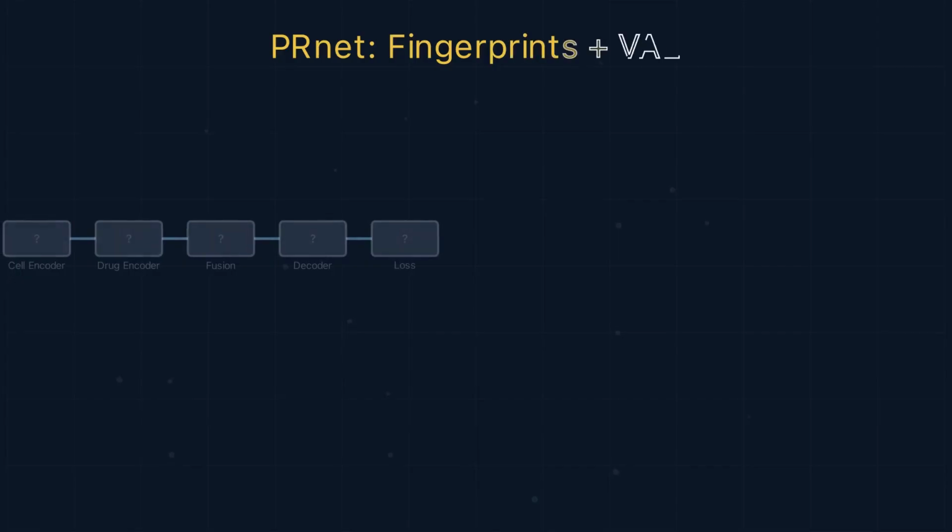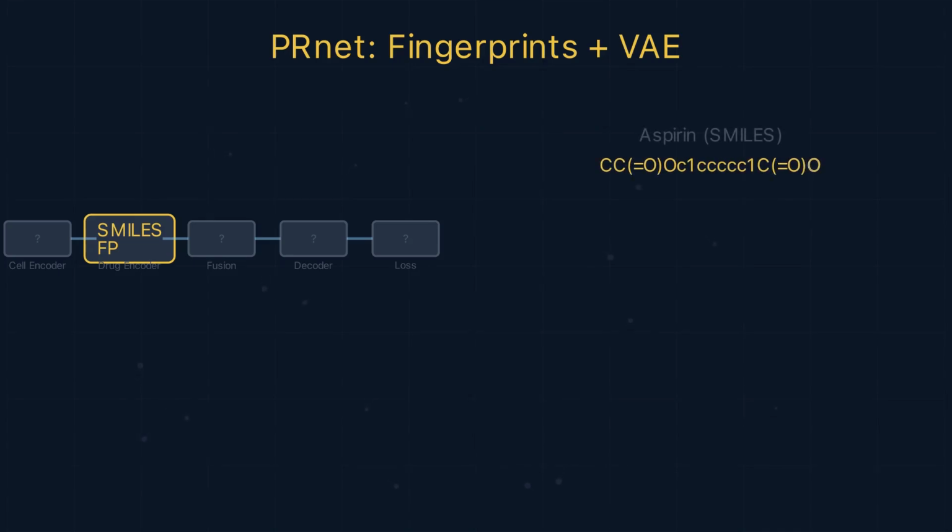PRnet takes a completely different approach. They start with the drug encoder. Every molecule can be written as a SMILES string. It looks like a chemical formula mixed with punctuation. It's a text representation of 3-dimensional molecular structure. RDKit converts that text into a fingerprint. A fixed-length binary vector where each bit encodes whether a particular molecular substructure is present or absent. No pre-training. No learned parameters. Pure chemistry. And this is the trick that enables massive scale.